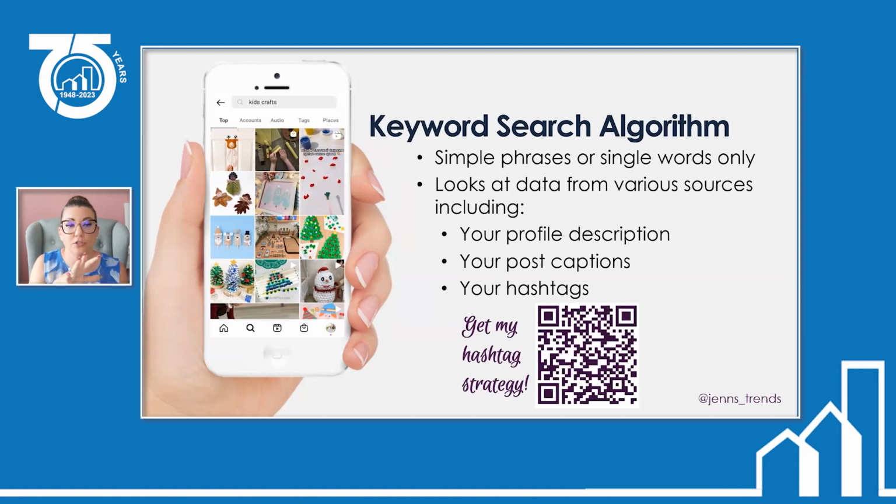So when you're doing this, again, simple phrases, 2 to 3 words, Instagram is going to look at 3 key sources. They're going to look at your profile description, which we just talked about, so we want that optimized. They're going to look at your post captions, what is written in each of your captions for all of your posts, and then for each individual post to show up in the search. And they're going to look at your hashtags.